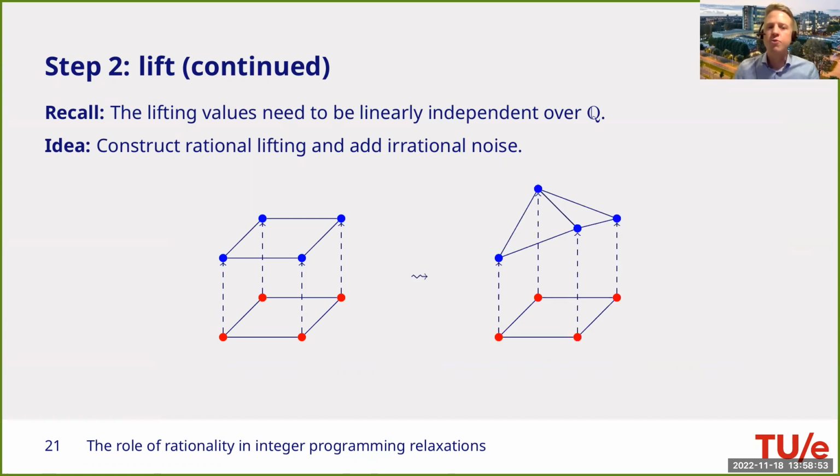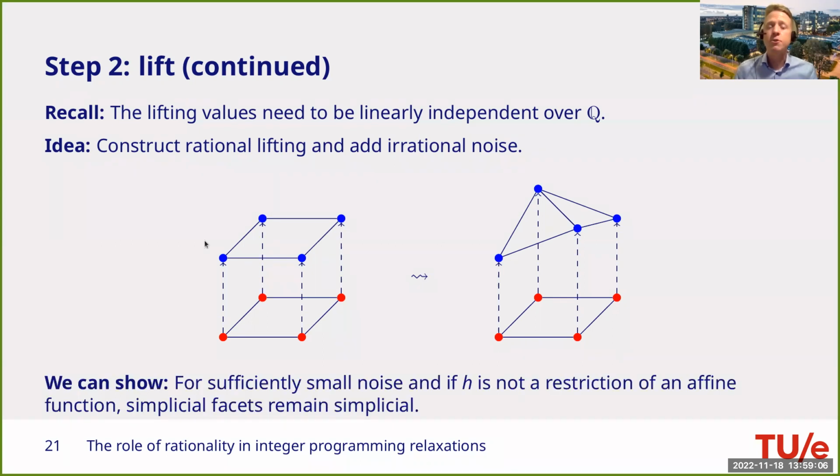And this means we cannot really control the upper covering number and lower covering number of the facets of this lifting by adding some irrational noise if we do it in the wrong way. But we could show that if we do not consider arbitrary facets of the lifting, but simplicial facets, then if the lifting function is not a restriction of an affine function and the irrational noise is relatively small, then simplicial facets of the lifting will remain simplicial facets.